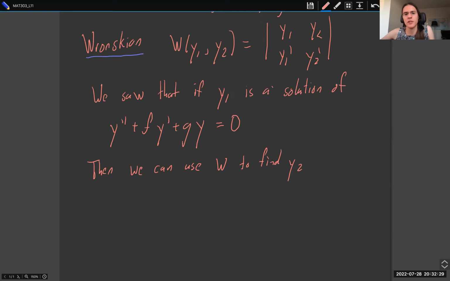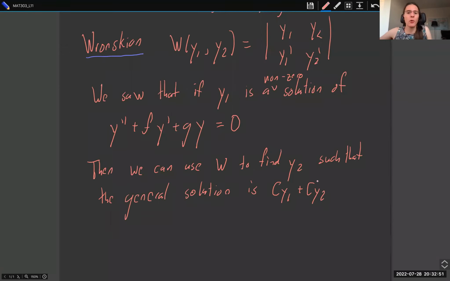Let's say y1 is non-zero. Then we can find y2 such that the general solution is c1 y1 plus c2 y2. So I'm not going to review how we did that, but I'm just going to remind you that I will put a problem with Wronskians on the exam for finding complementary solutions.